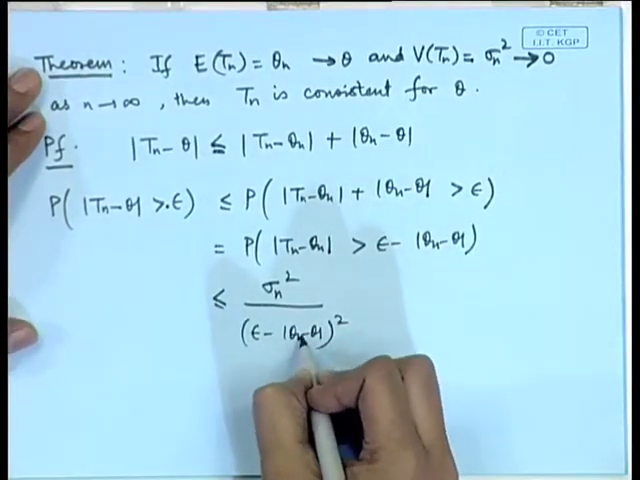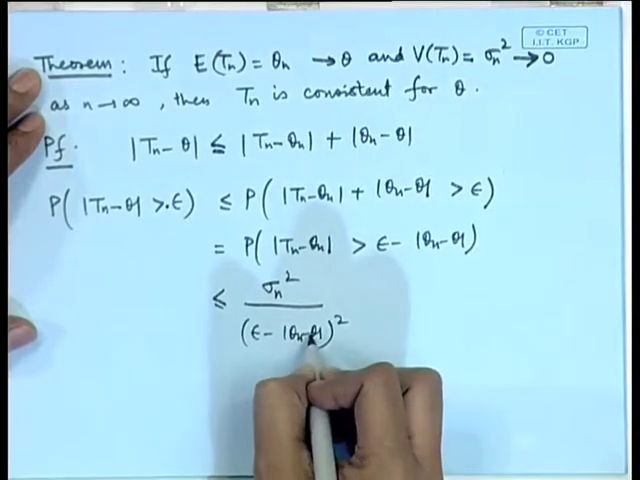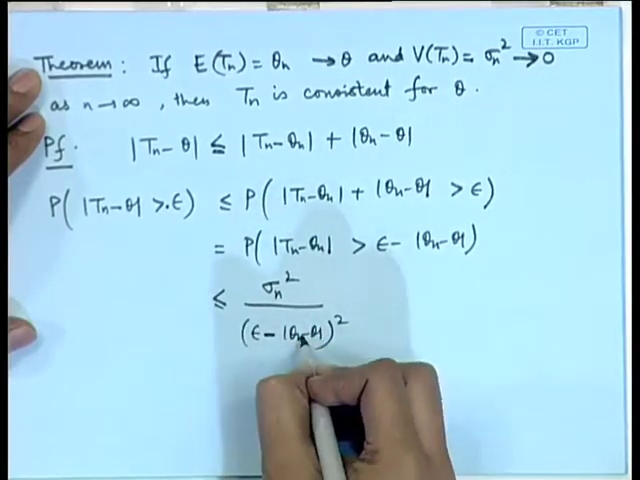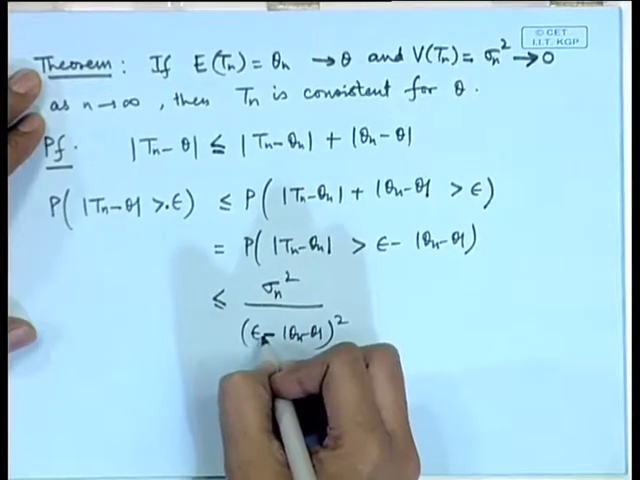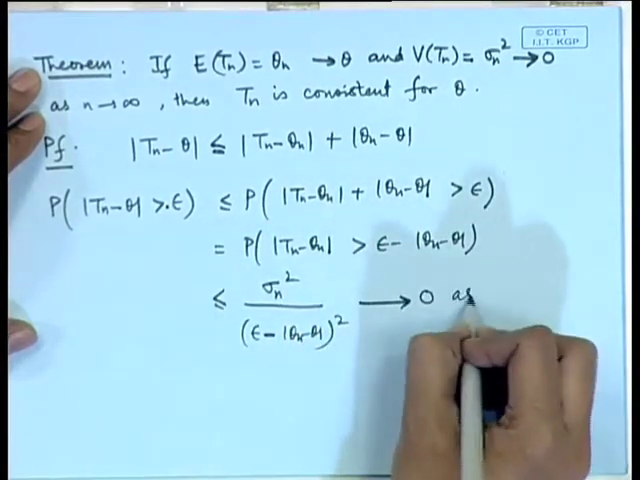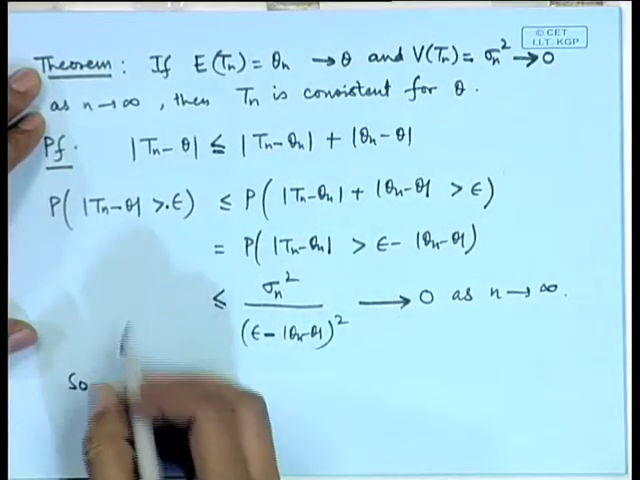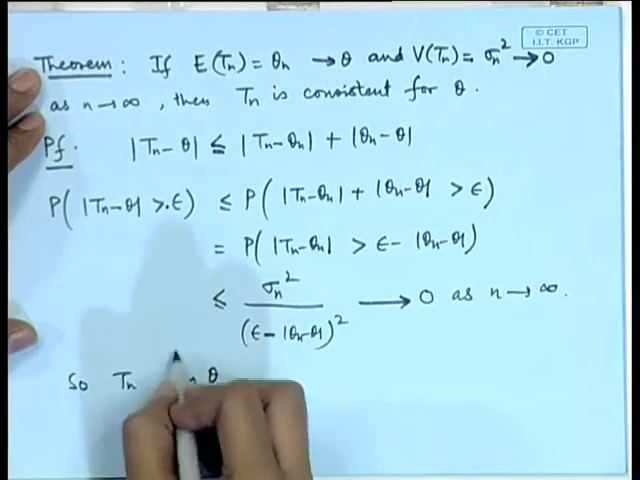Now, as n tends to infinity, the modulus of theta n minus theta becomes very small. So, you have a positive quantity in the denominator, and sigma n square goes to 0. So, this goes to 0. So, T n converges to theta in probability.